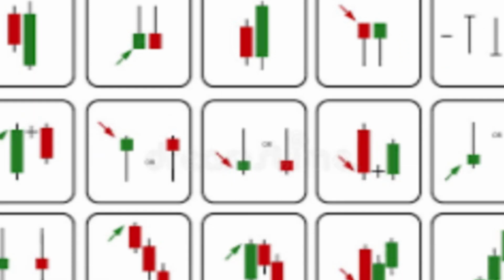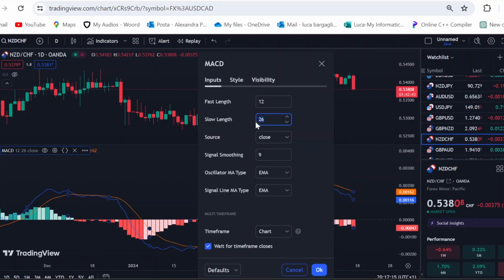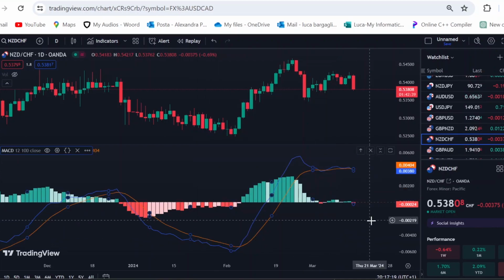The pattern you should be using with this strategy is the tweezer top. You should use this on NZDCHF and on the 1 hour. Then go here and change these lengths to 12 and 100 and the signal smoothing to 8. Now let's go to the next strategy.